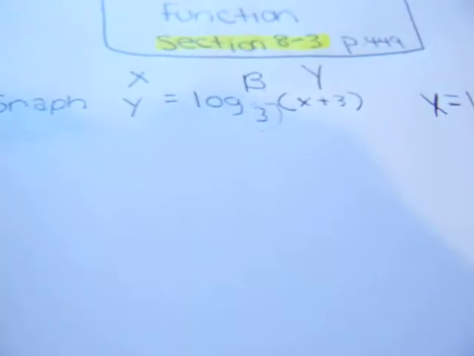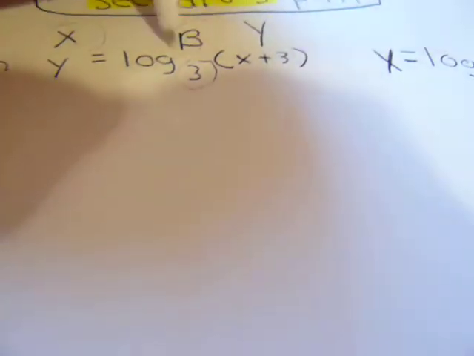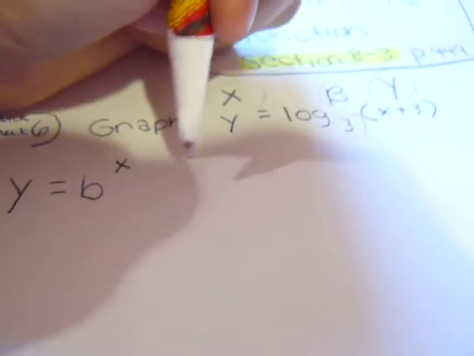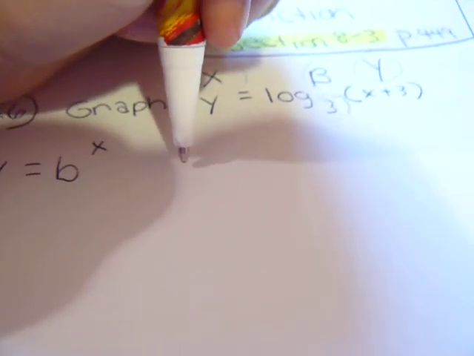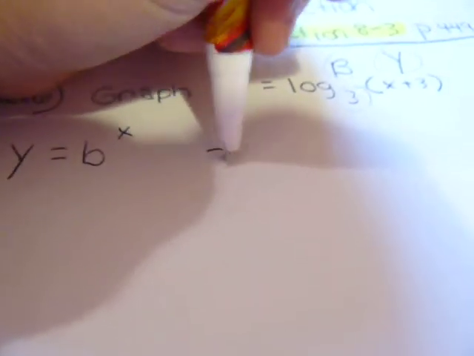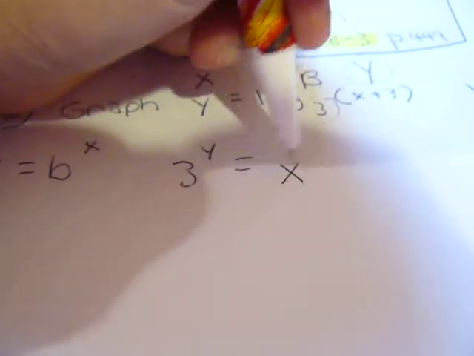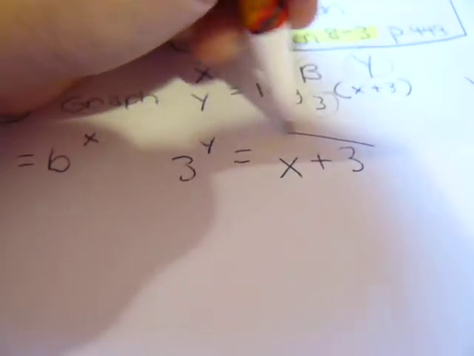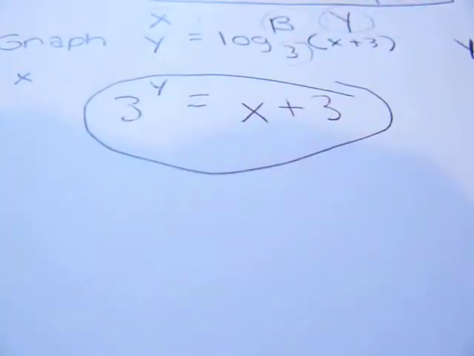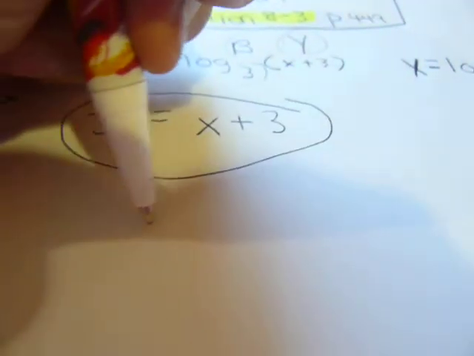So then we just need to fill in the x, the b, and the y to the new equation, y is equal to b to the x. So we put in 3 to the y is equal to x plus 3. And so this is our new equation. And from this, we already know how to graph it. So then we can just make a table with these values.